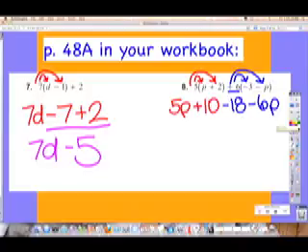Good job. This +10 and the -18. I just read it like a book, left to right. So that's a +10 minus 18. Because what's 10 minus 18? -8. Wait, is it -8 or +8?